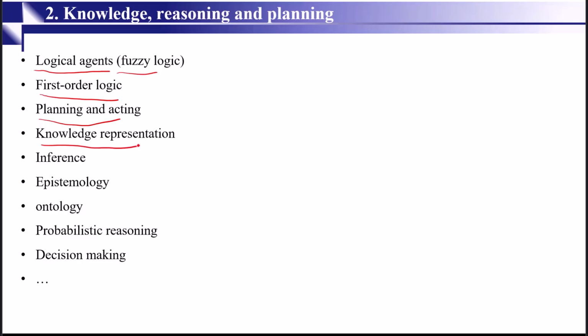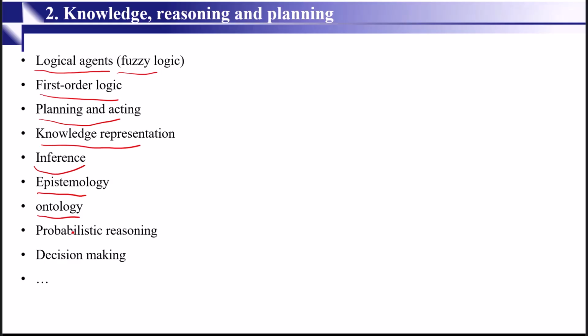Next one is knowledge representation, structuring and storing information so that an AI system can reason about the world. Then next one is inference, deriving new knowledge from existing facts using some logical or probabilistic reasoning. The next one is epistemology. Epistemology is the study of knowledge acquisition, reasoning, and the limits of AI understanding.